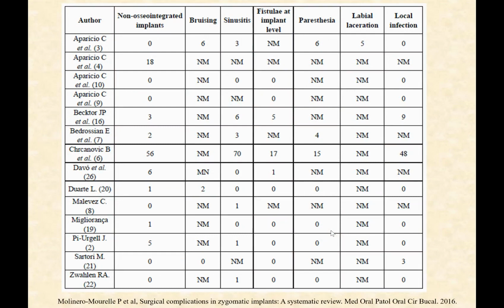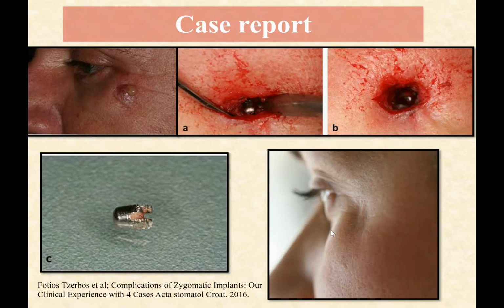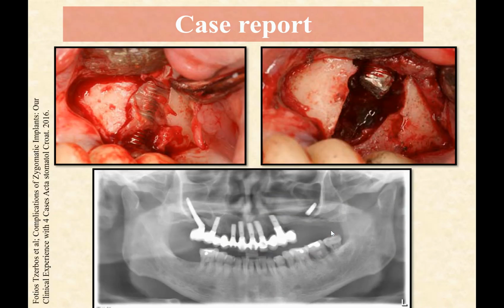These are the following studies. You can see that the majority of cases have bruising, sinusitis, and paresthesias, followed by labial lacerations. The least common one is local infection. Only one study reported more local infection. Here is a case report showing an oroantral fistula case, and in the picture you can see there is no osseointegration of the implant, followed by closure of the oroantral fistula. Here the implant is disintegrated and attached only to the gingiva.